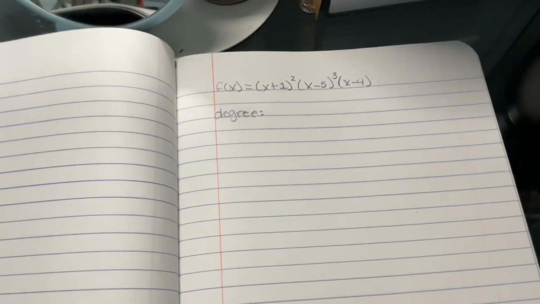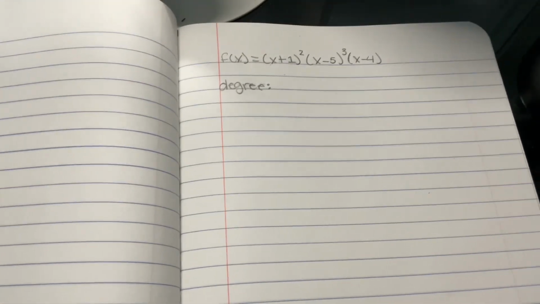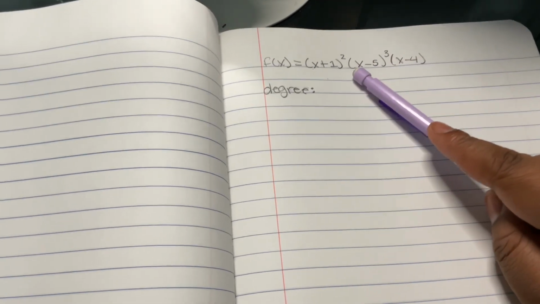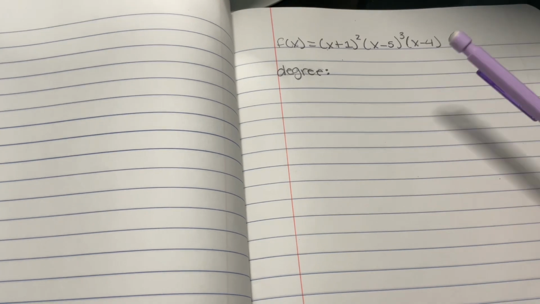Today we're going to be walking through a polynomial and locating the degree and the y-intercept. So this is our equation. Our equation is f of x equals (x plus 1) squared, (x minus 5) cubed, and then (x minus 4).